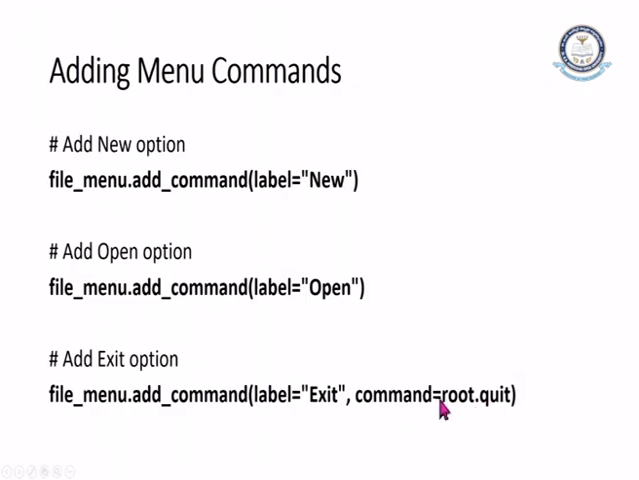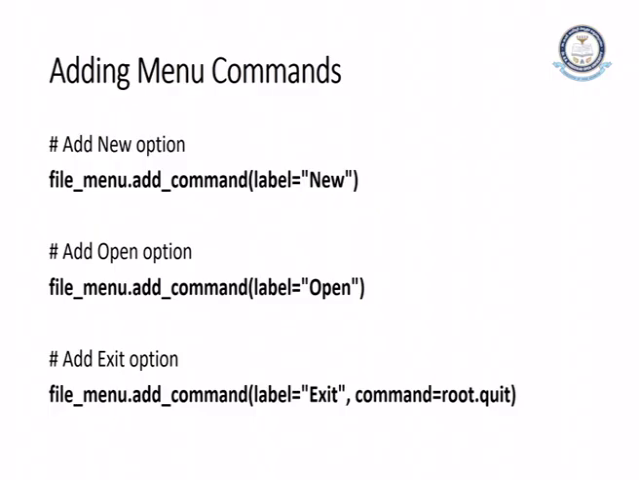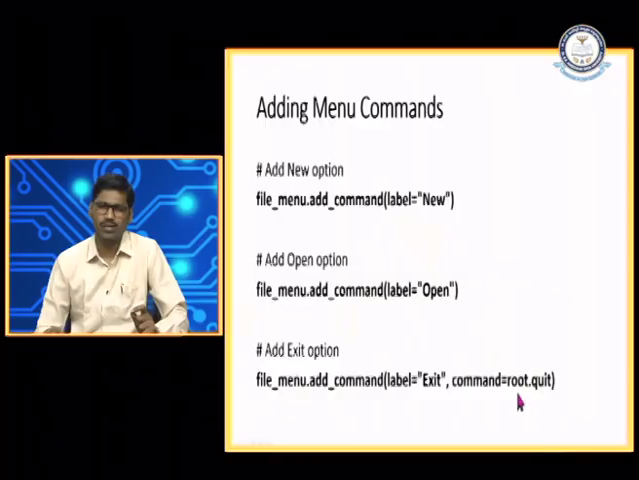Now, I am using command here. Observe, this is important in this example. Command assignment root dot quit, because when a user clicks on the file menu, and within that file menu, if the user clicks on exit, that should be closed. I think we have that type of experience in real life also. To implement such types of events, we need to write the code like this, command assignment root dot quit.